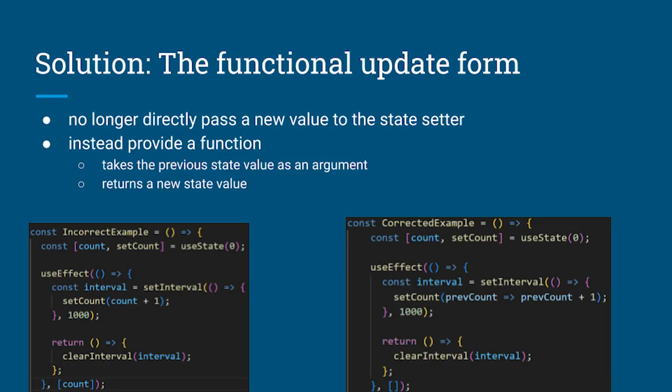With the functional update, instead of directly passing a new value to the state setter, we provide a function that takes the previous state value as an argument and returns the new state value. This allows us to compute the new state based on the previous state. Applying this to our interval example, instead of directly accessing the count state, we use a function that takes the previous value and adds 1 to it. This allows us to safely remove the count dependency as we are no longer referring to count in our effect, avoiding the infinite loop problem.